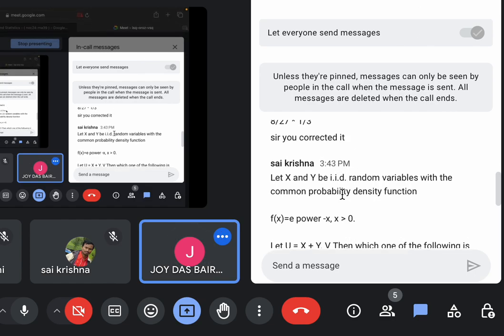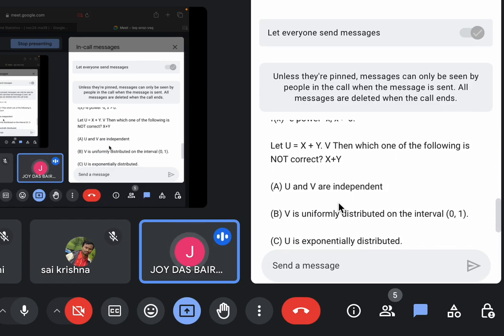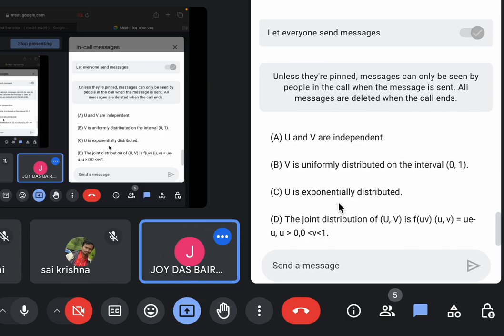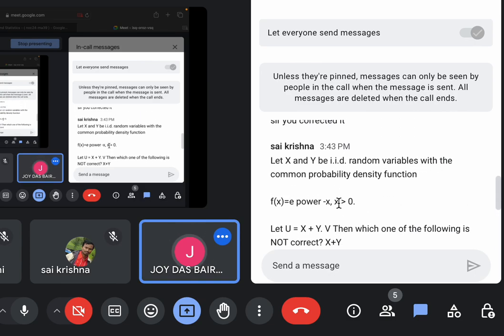Let X and Y be independent variables with common probability density function e to the power minus x, and which of the following is not correct? U and V are independent. Okay, do you want to answer me this question?